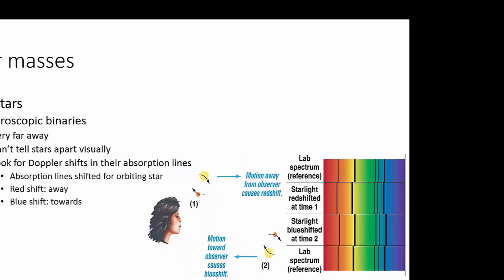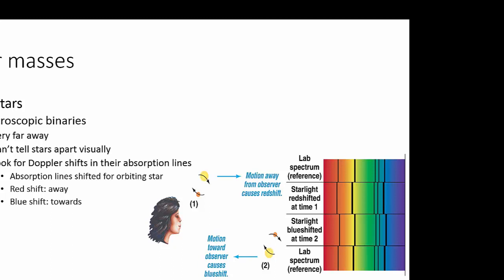Another type is spectroscopic binaries. Now these guys are very far away. If you just look at the light, like if you're standing on Earth looking at them via naked eye, binoculars, telescope, whatever, you can just see what looks like one dot in the sky. Well, you can't tell them apart visually, so what do you do?